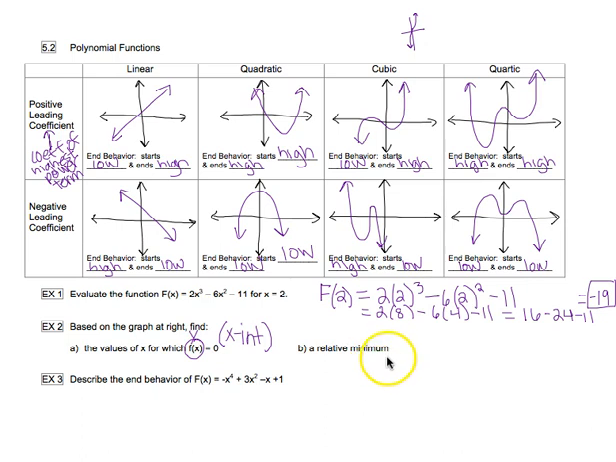Relative minimum, what I described when we talked about the cubic, is the bottom of a valley. It's the point that is the bottom of the valley. So if I were looking at this graph, a relative minimum would be right here. A relative maximum would be right here. On this quartic, I have a relative max here and here, and a relative minimum down here. So it's not always the very lowest or very highest point, but it is the top of a hill for a relative maximum, the bottom of a valley for a relative minimum. So we're looking for the bottom of a valley.